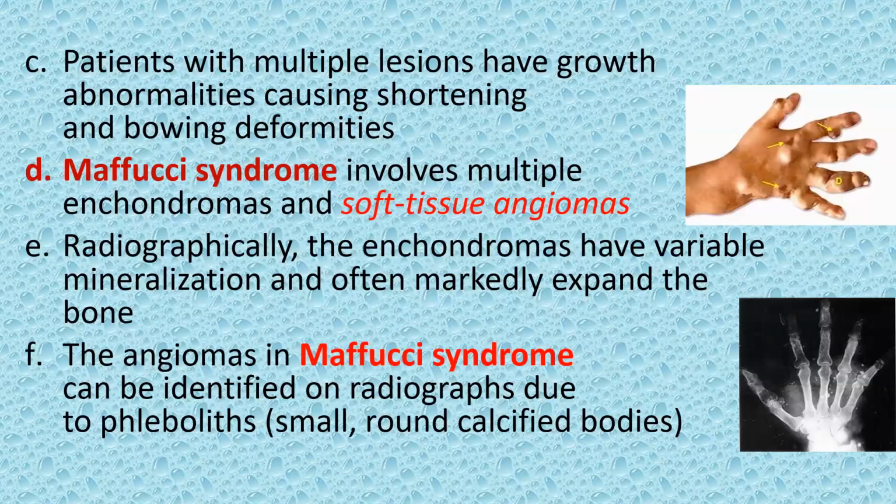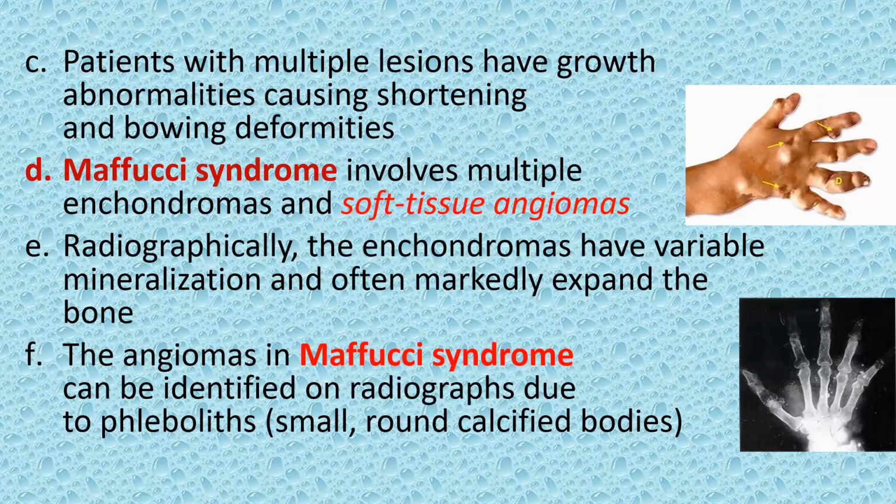Patients with multiple lesions have growth abnormalities causing shortening, as you saw in the photograph, and bowing deformities, as you've seen in the tibia, which was bowed. Maffucci syndrome involves multiple enchondromas plus soft tissue angiomas. It is the phleboliths that you have seen. Radiographically, the enchondromas have variable mineralization and often markedly expand the bone. The angiomas in Maffucci syndrome can be identified on radiographs due to phleboliths, small, round, calcified bodies.